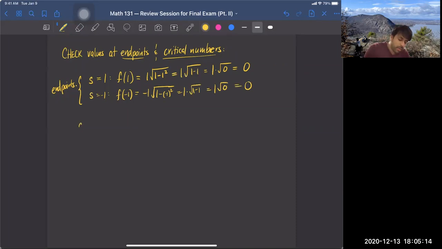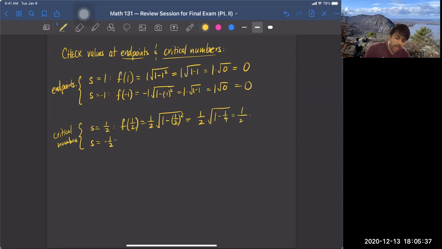And then what happens in my critical numbers? So s equals 1/2 and s equals -1/2. So f of 1/2 is going to be 1/2 square root of 1 minus 1/2 squared. This is 1/2 square root of 1 minus 1/4, which is 1/2 times square root of 3/4, which is 1/2 times square root of 3 over 2, which is rad 3 over 4, which is clearly bigger than 0.